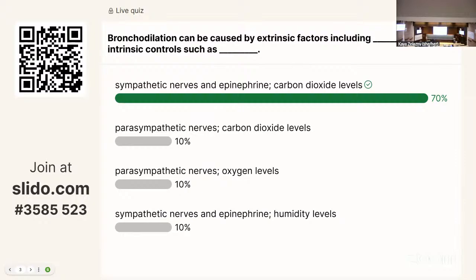The situations where we want to see that are when we're working hard, when we're stressed out, when we're extra active from a metabolic perspective. That's when we have our sympathetic nervous system active, the fight or flight part of the nervous system, going hand in hand with epinephrine from your adrenal glands.